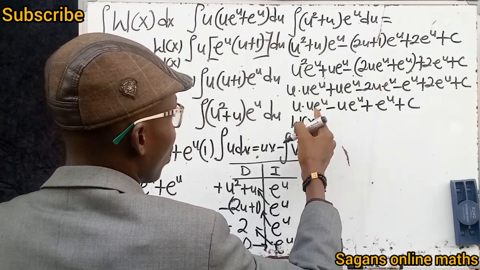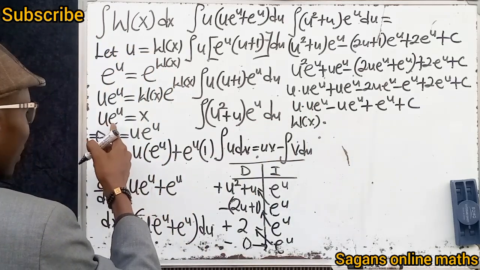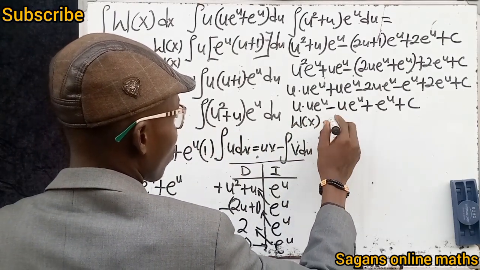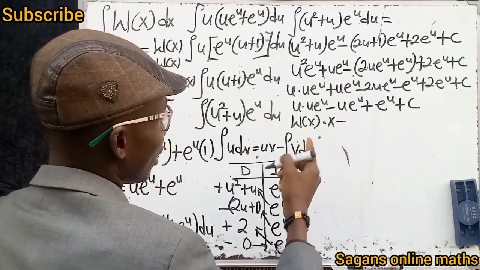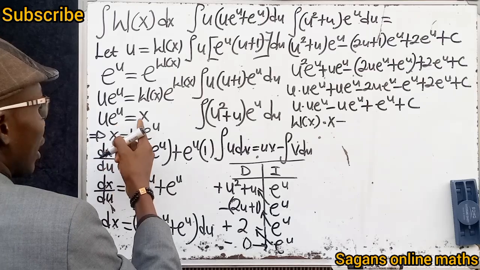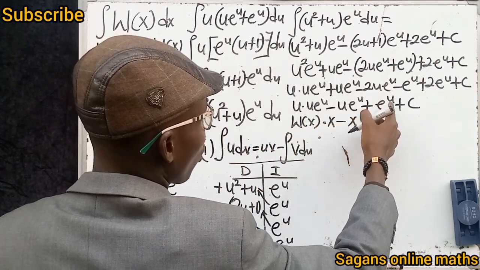Then multiply by what is U to the power of U? U multiplied by e to the power of U is x. So yes, x. Okay. Minus, now U multiplied by e to the power of U is what? You can see it from here is x. So yes, also x. Then e raised to the power of U is what?